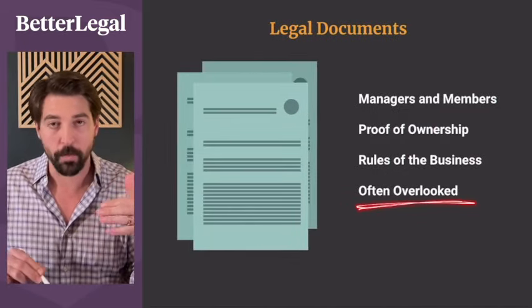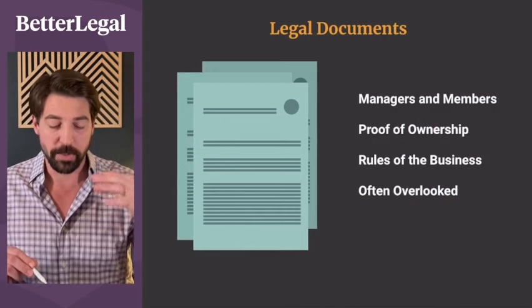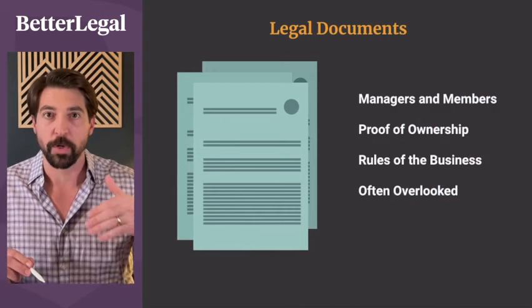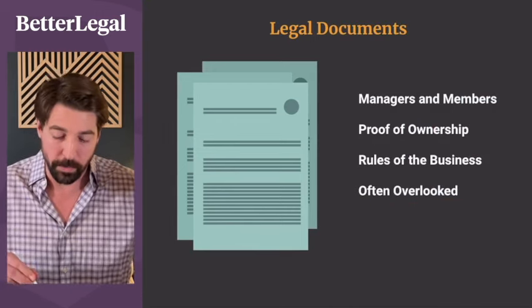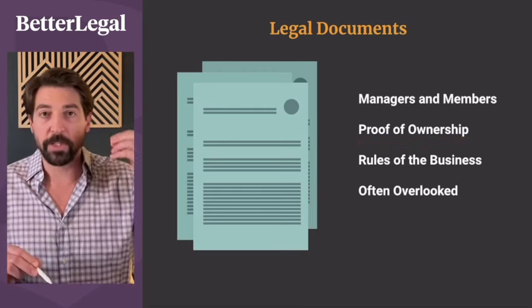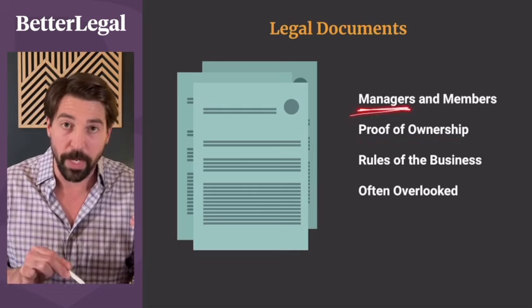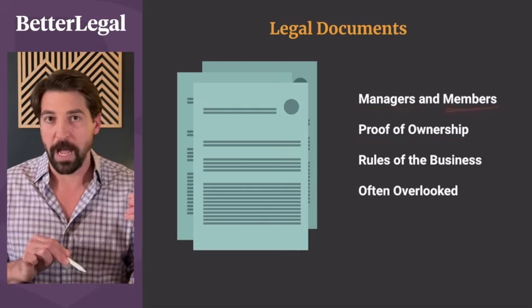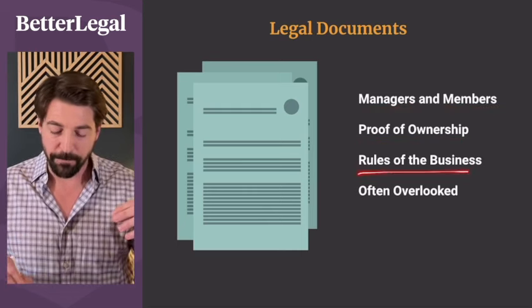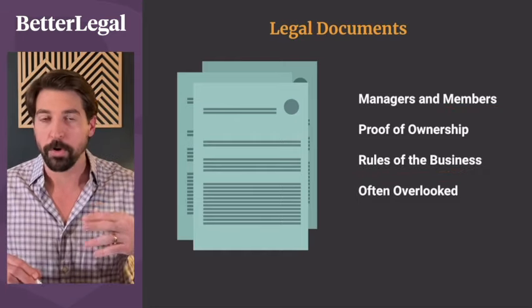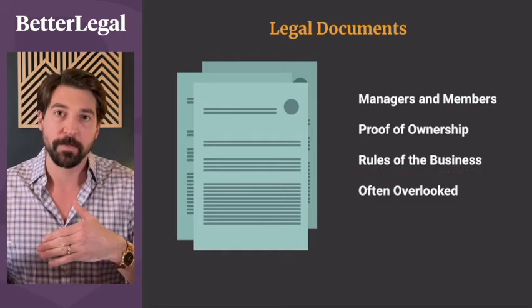Finally, the legal documents. This is often overlooked. This is a major problem. This is the legal protection you have. So the state doesn't know who owns the business. So the legal documents determine who owns the business. It determines who the operators and the owners of the LLC are. And it defines the rules of the business. If 2 owners have a dispute, how does that dispute get handled?